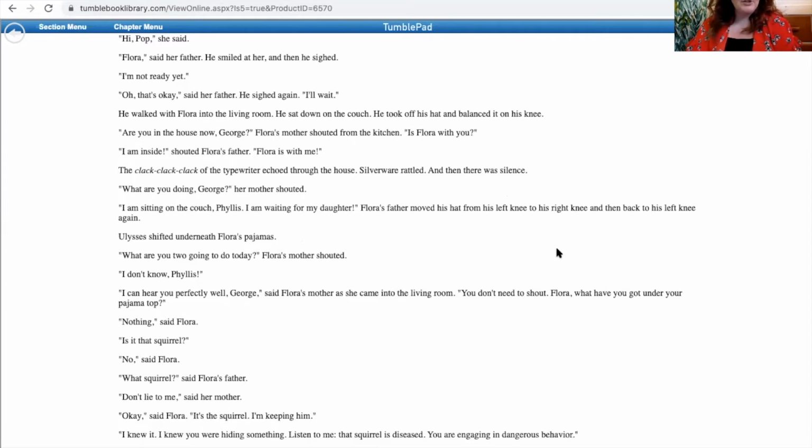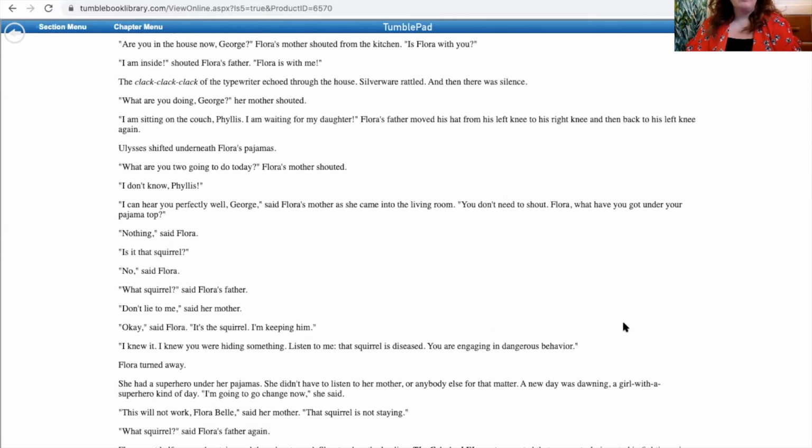What are you two going to do today? Flora's mother shouted. I don't know, Phyllis. I can hear you perfectly well, George, said Flora's mother as she came into the living room. You don't need to shout. Flora, what have you got under your pajama top? Nothing, said Flora. Is that the squirrel? Is it that squirrel? No, said Flora. What squirrel? said Flora's father. Don't lie to me, said her mother. Okay, said Flora. It's the squirrel.